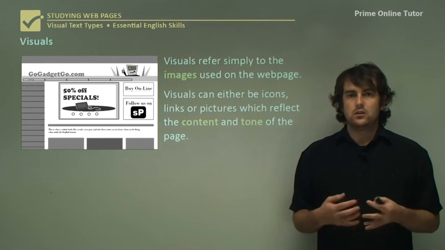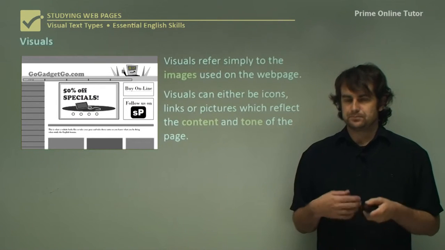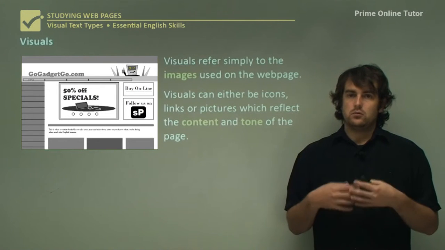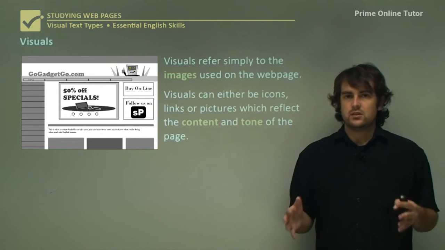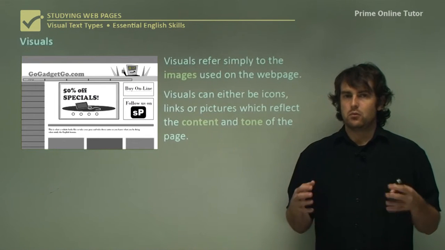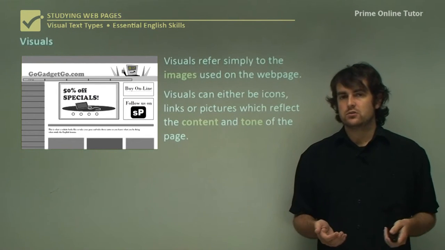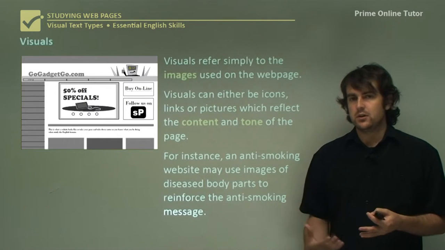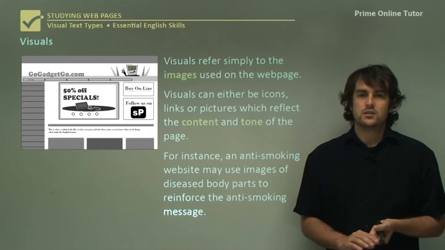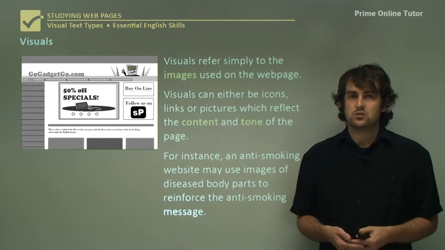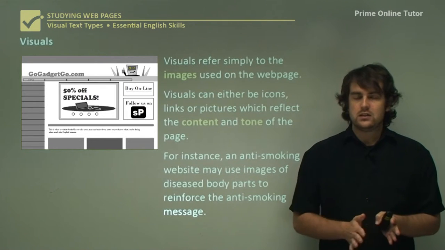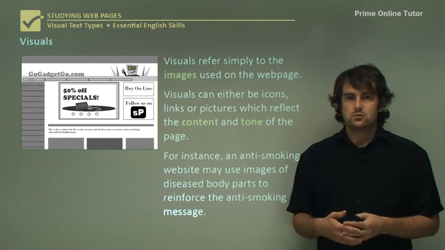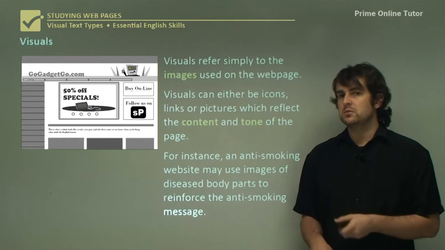And having a look at other things as well, you actually get a whole range of techniques that, based on the images that are there, will give you more of an argument to say what this website's trying to do. For instance, an anti-smoking website may use images of diseased body parts, because of the message that it's trying to reinforce. So not only are the content and tone there, the images are actually enhancing that message. They're building upon it to really hammer home that people should stop smoking.